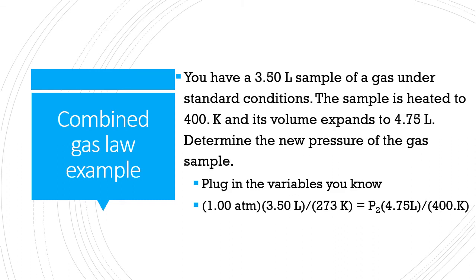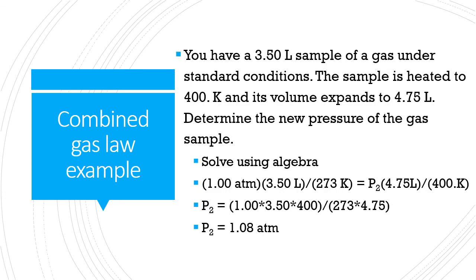Let's plug in the information that we know. We know that the initial pressure was standard pressure, which is 1 atmosphere. The initial volume was 3.50 liters, and the initial temperature was standard temperature, which is 273 Kelvin. The sample is then heated to 400 Kelvin, so that will be T2, and the volume is allowed to expand to 4.75 liters, so that will be our V2. And we do not know P2 yet, so we will be solving for that.